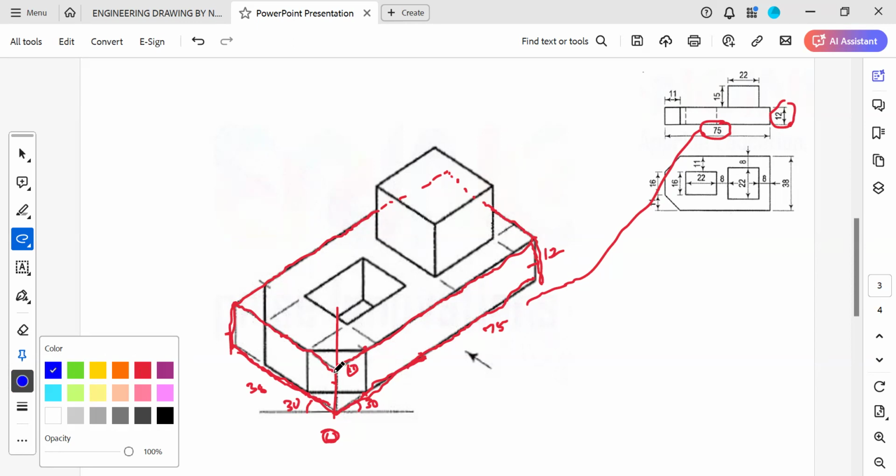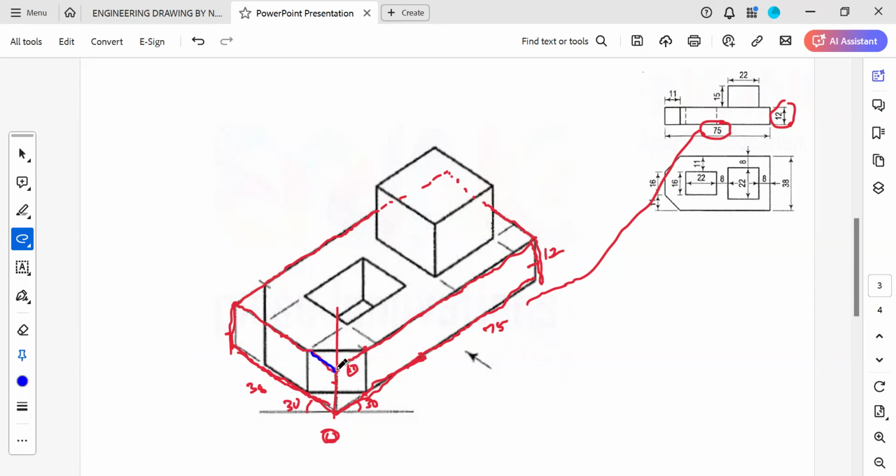So from this we are measuring 11, and similarly from this point you are measuring 11 on this axis, and from this point we are measuring 11 on this axis, and thereby we are trimming the solid like this. Okay, next portion is this side also.